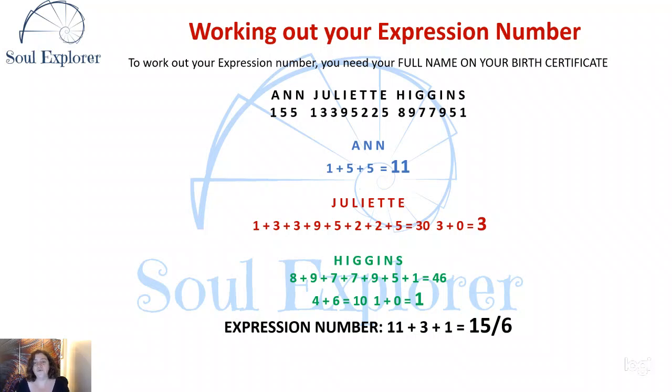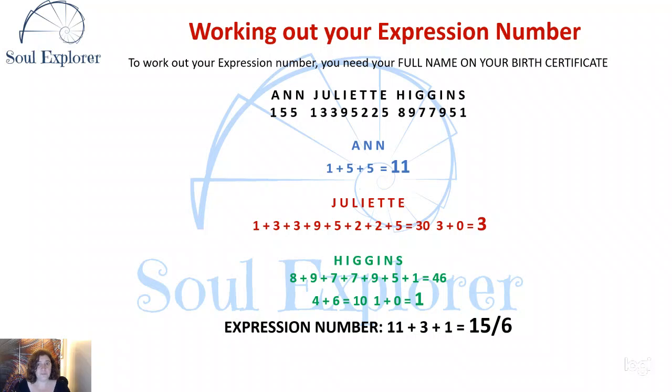Okay, we add all these together, we get to an 11. That's a double number, but it's also a master number, so I'm not going to reduce that down any further. If you get an 11, a 22 or a 33, they are not to be reduced, they are master numbers. So I leave that at 11.